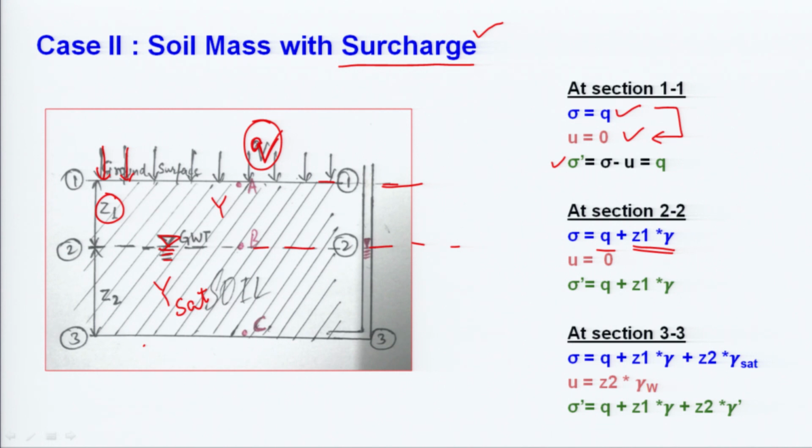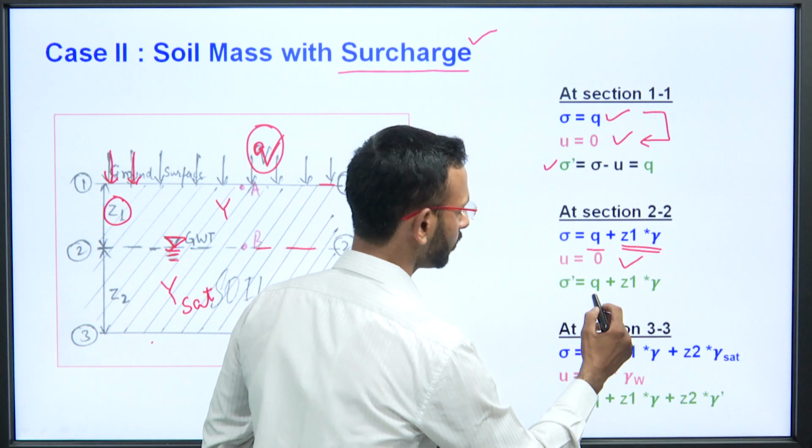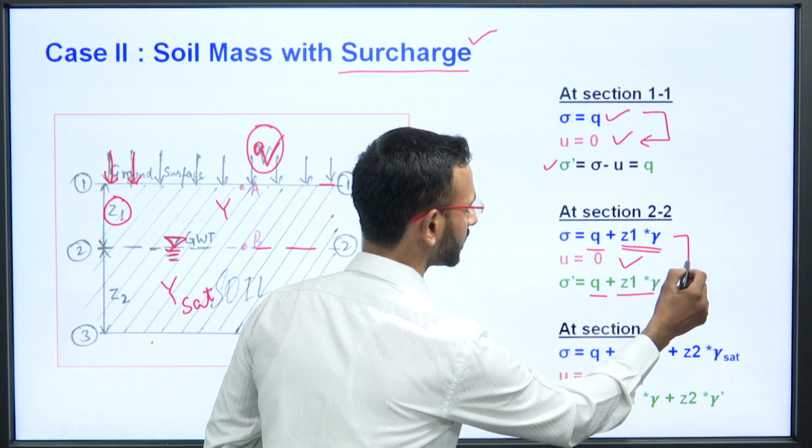If we place a piezometer here, because the water table is at this level only and not above this level, so the piezometer will show no rise. So, the pore water pressure will be 0. This pore water pressure is 0, but always remember this thing, that the water in the voids is not 0, water is present in the voids, but there is not sufficient energy for this water to dissipate out by itself. So, this U is equal to 0 here. Now, understand this thing, sigma dash is equal to Q plus Z1 into gamma, we subtract this thing here.